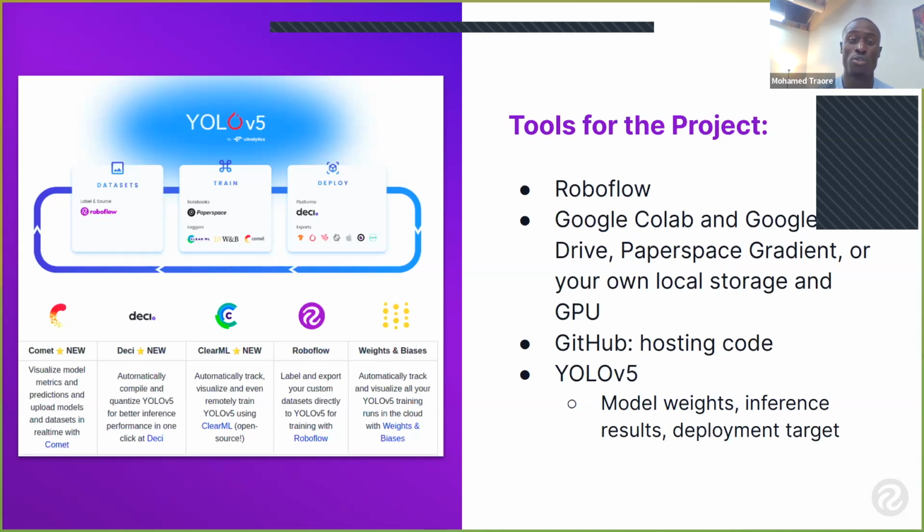To do that and to make sure that we can version our code and improve upon it, we're going to need a place to host our code. GitHub will be a great place to do so. And then, of course, pick that model architecture. For us, in this case, we're choosing YOLO v5 for multiple reasons.